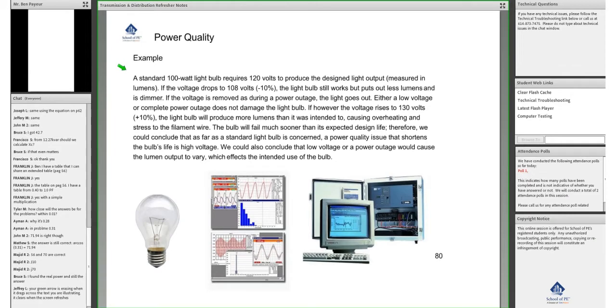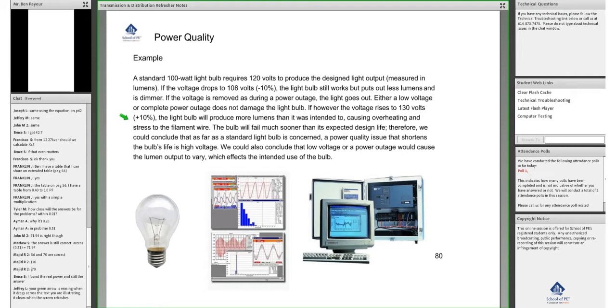Here's an example. A standard 100-watt light bulb requires 120 volts to produce the designed light output, measured in lumens. If the voltage drops to 108 volts, minus 10%, the light bulb still works, but puts out fewer lumens and is dimmer. If the voltage is removed, as during a power outage, the light goes out. Either a low voltage or complete power outage does not damage the light bulb.